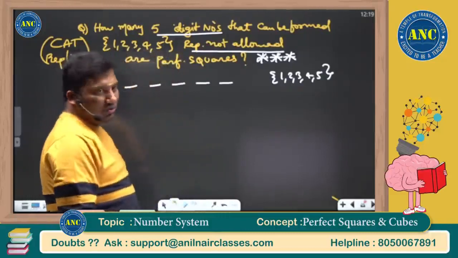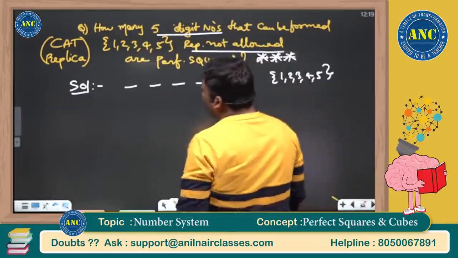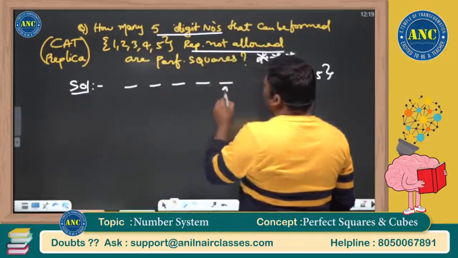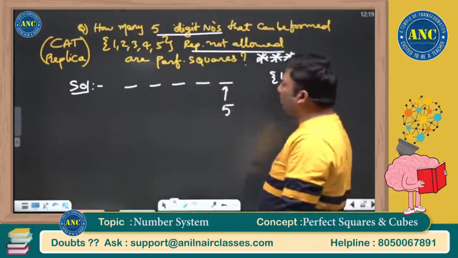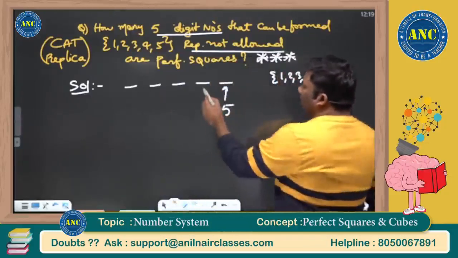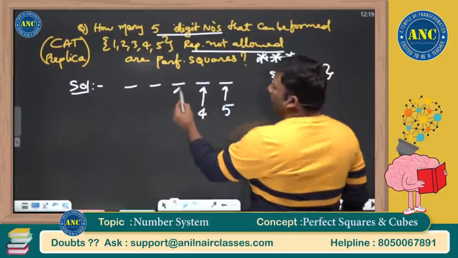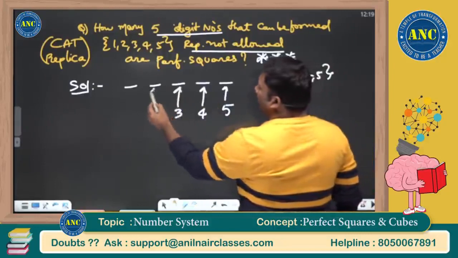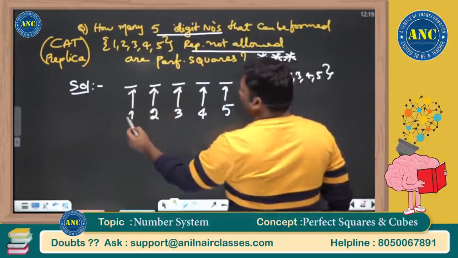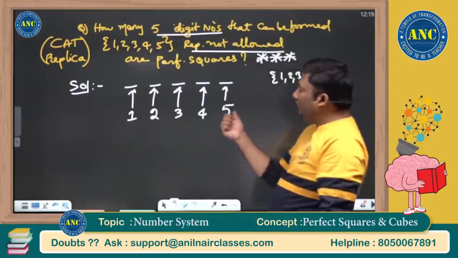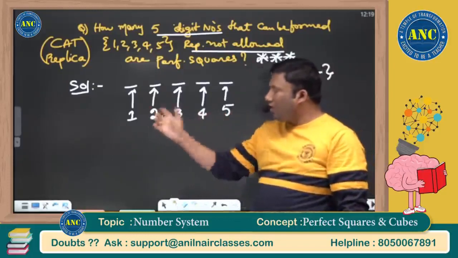How many are perfect squares? Now see here. This place can be filled by any one out of the 5 digits: 1, 2, 3, 4 or 5. Repetition not allowed, so from the remaining 4 digits, 1 digit will come. Remaining 3 digits, 1 digit will come. Remaining 2 digits, 1 digit will come. Remaining 1 digit, it will be there. This place can be filled in 5 ways, this place in 4 ways, 3 ways, 2 ways, 1 way.